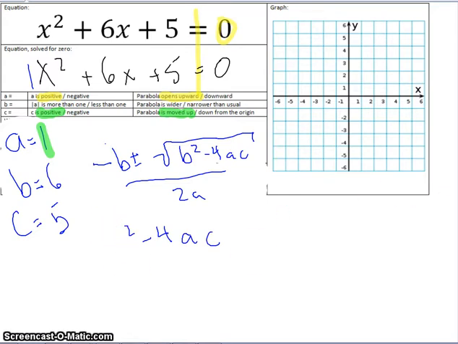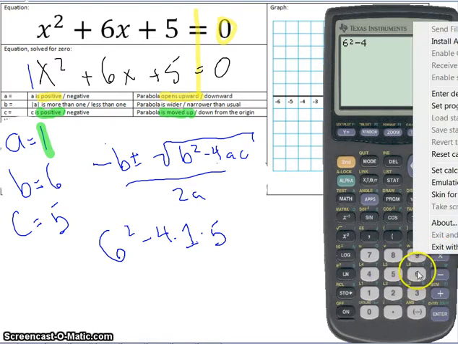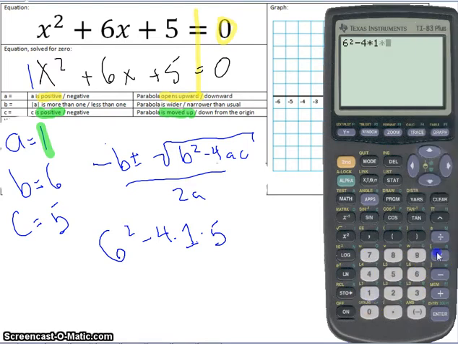All right, so let's go ahead and do that. So I'm going to replace the B in B squared with the number 6. So it's now 6 squared minus 4 times, and I'm going to replace a with 1. So it's 4 times 1 times c is 5. So that's 6 squared minus 4 times 1 times 5. And probably the easiest way to deal with that is going to be to put it into a calculator, or at least it's an option. 6 squared minus 4 times 1 times 5.